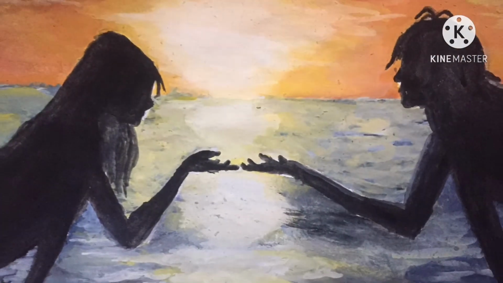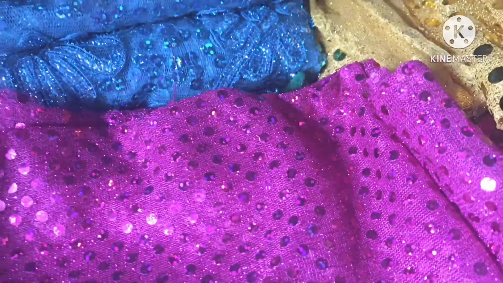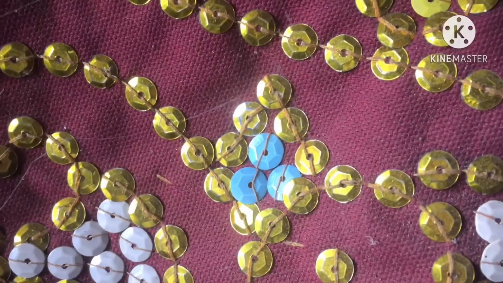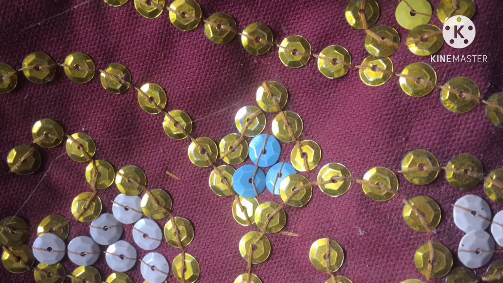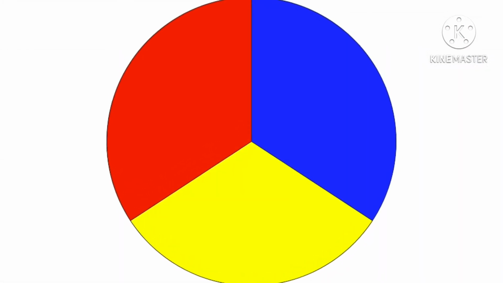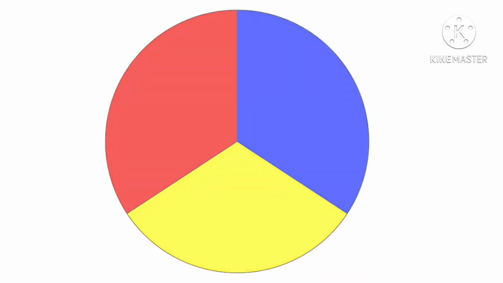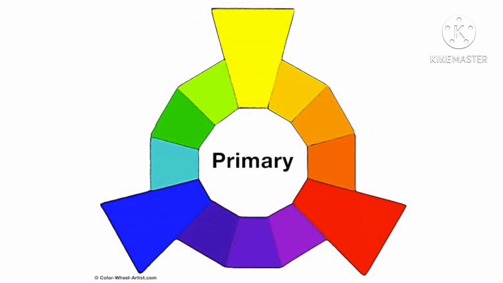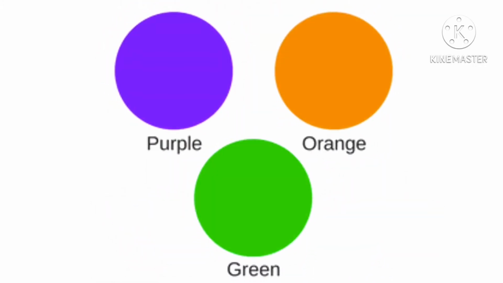Color is created when light strikes an object and reflects back into your eyes. All colors come from the three primary colors, and it can also be seen in black and white. The primary colors are red, yellow, and blue. Primary colors are mixed together to create other colors, like the secondary colors.